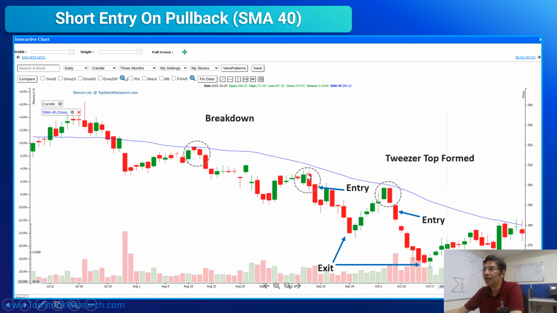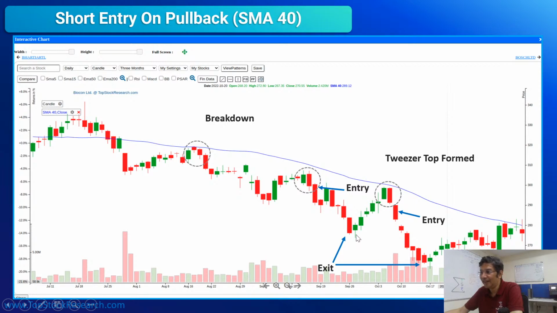This is a good Twizzler, again a good Twizzler. So here the entry is short. Short entry, don't confuse it with buying the stock. This is basically the reverse, at resistance. So this is for a short entry. This is again a short entry, a good Twizzler out here, followed by a gap down.